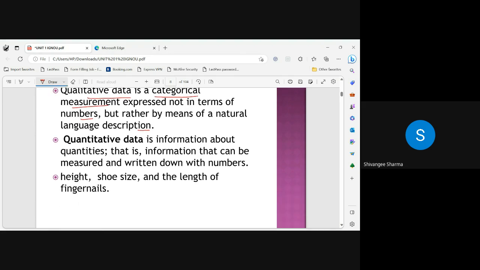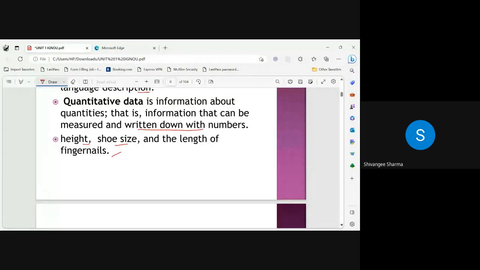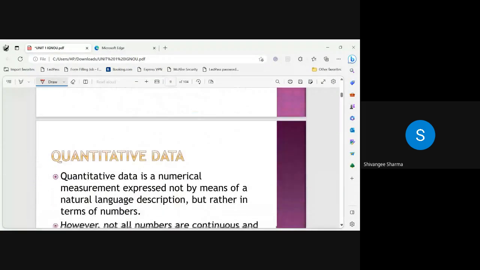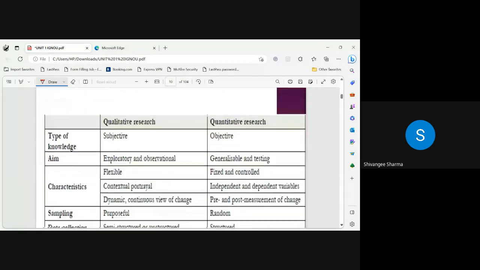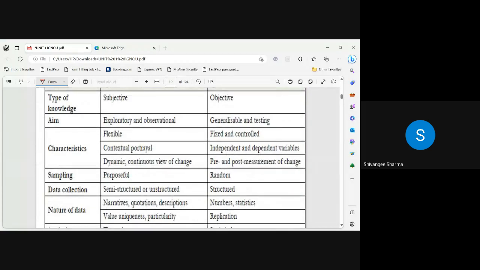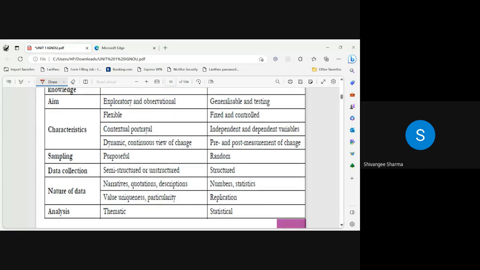And quantitative data is basically written down with numbers, like height, shoe size, the length of fingernails, the weight of different people, or the marks of different students in a class. This kind of data is quantitative data. This is the basic difference. Subjective and objective and exploratory, etc. It is quite clear in the definition itself, what qualitative data and quantitative data are.